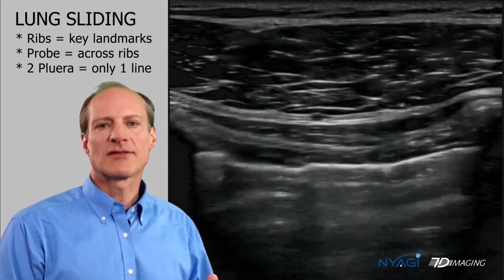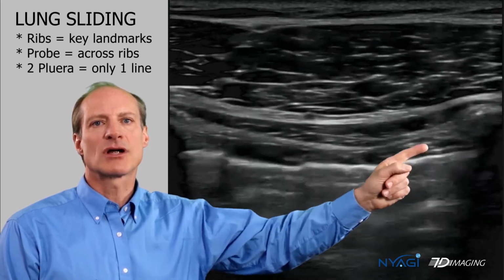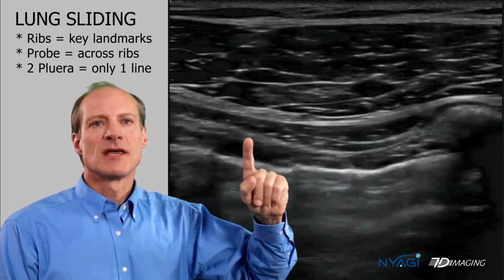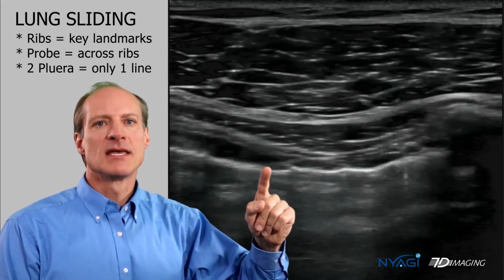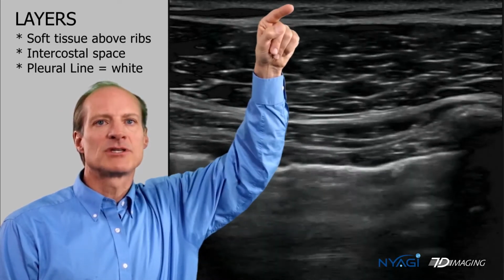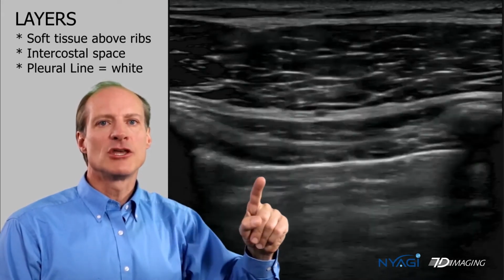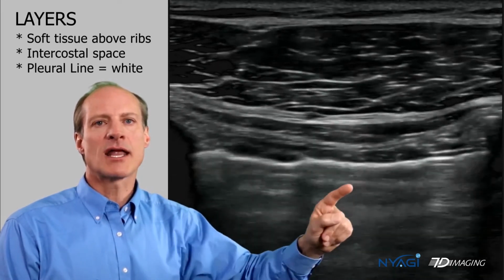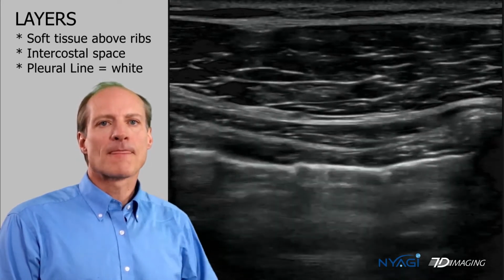When you start looking at the lung, it's important to identify the ribs as key landmarks. You can see here the two ribs and the intercostal space between them. Above the ribs are the soft tissues, muscles, and between the ribs you can see a bright hyperechoic line which represents the sliding pleura of a normal lung.